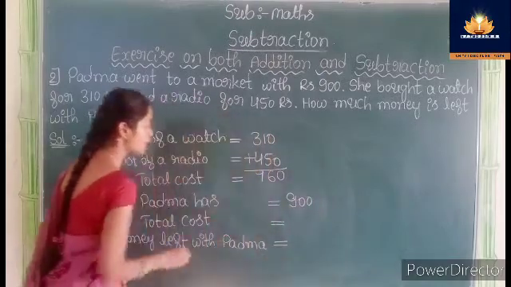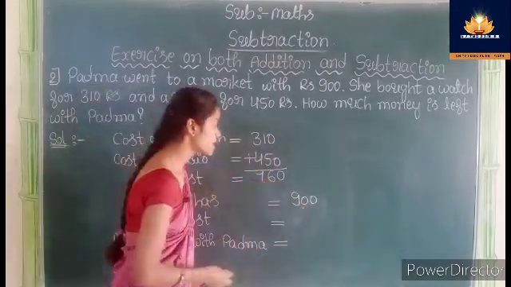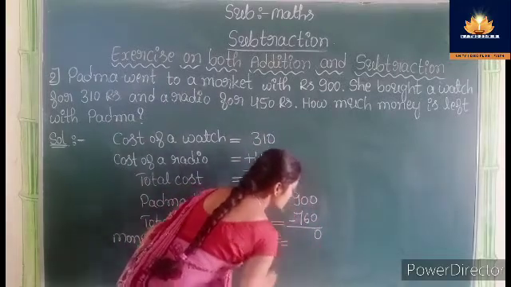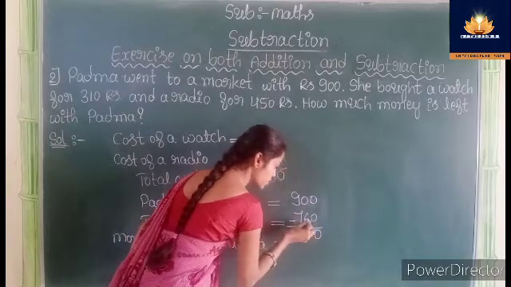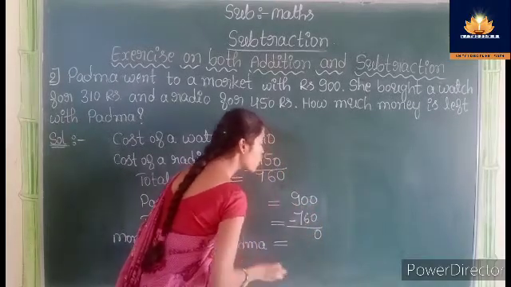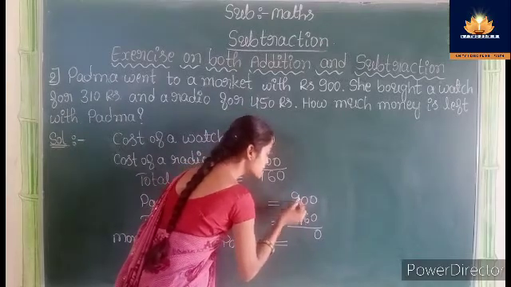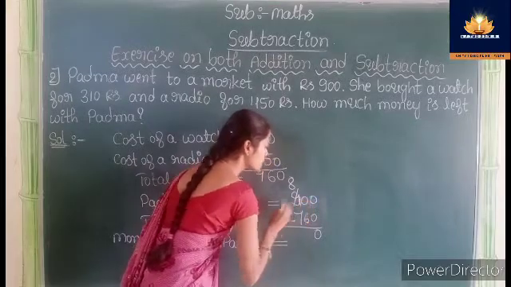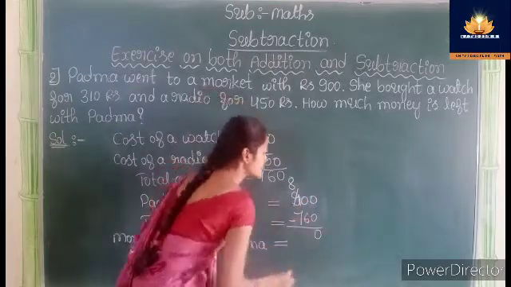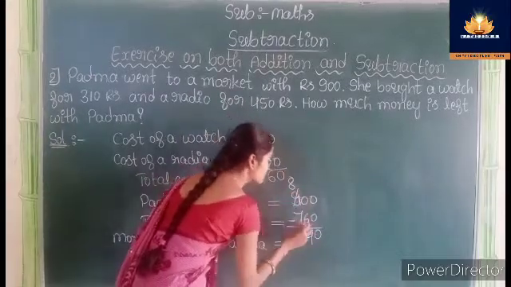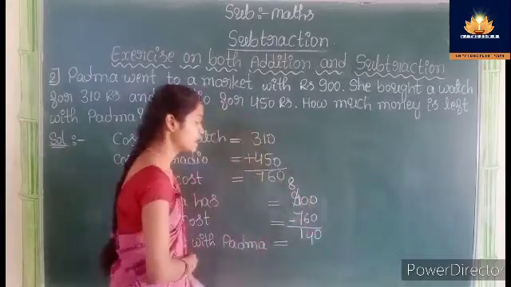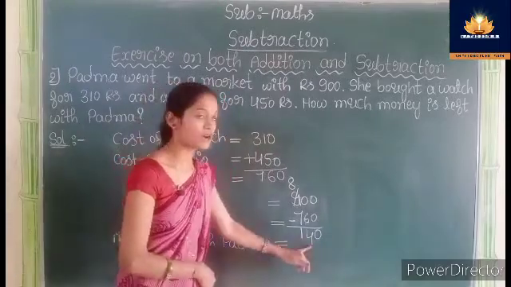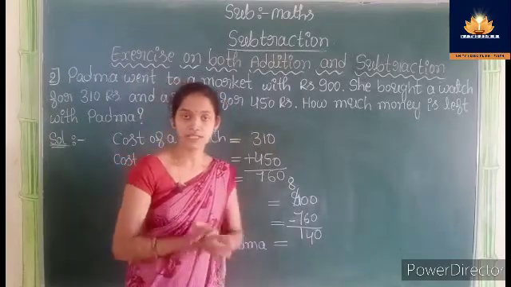Now we have to subtract this total cost from this 900. 0 minus 0, 0. We cannot subtract 6 from this 0. That's why we have to borrow 100 from this 900. Here 900 becomes 800. Then here we have 10 tens. 10 minus 6, that is 4. 8 minus 7, that is 1. We get 140. The amount which is left with Padma is 140. Have you understood, students?